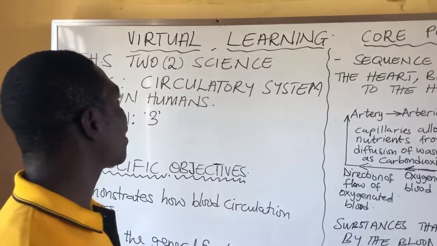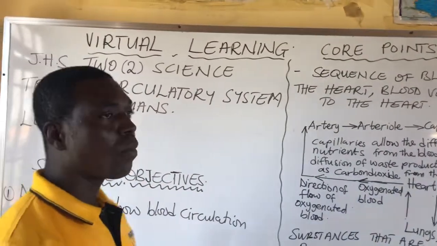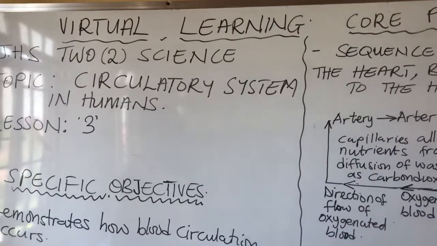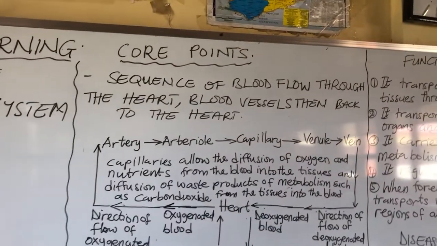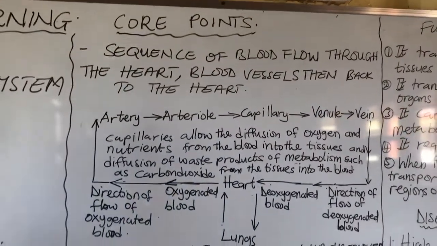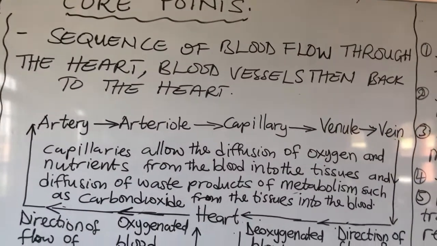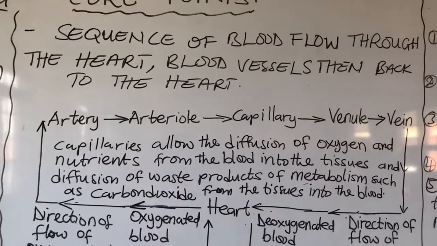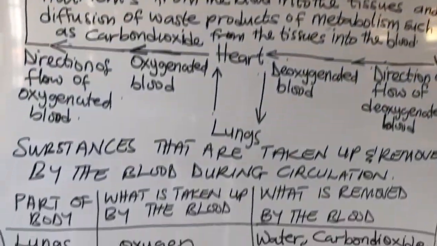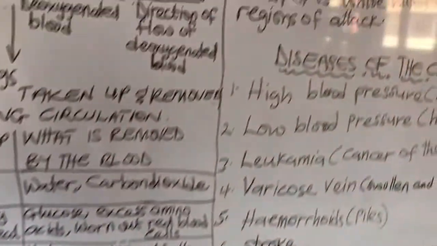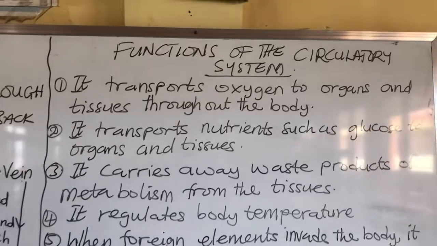Now we are continuing with our studies. Today we are looking at the following aspects under the circulatory system in humans. We look at the sequence of blood flow through the heart, the blood vessels, then back to the heart. We also look at substances that are taken up and removed by the blood during circulation. We also look at the general function of the circulatory system, and some diseases of the circulatory system.